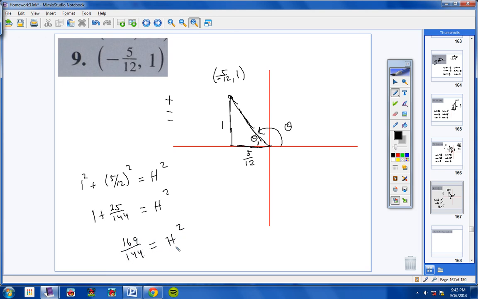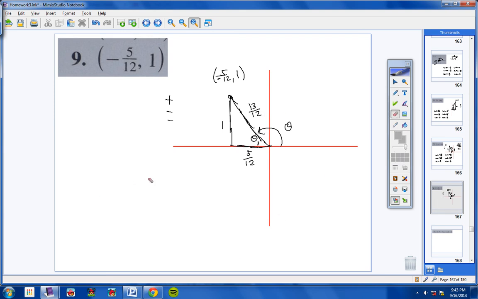And now take the square root of both sides. The square root of 169 is 13, and the square root of 144 is 12, and that equals h. Okay, so your hypotenuse is 13 over 12. I'm so glad we have no radicals, no square roots. That would have been really, really difficult, and I probably would have retired from teaching. Okay, so here we go.